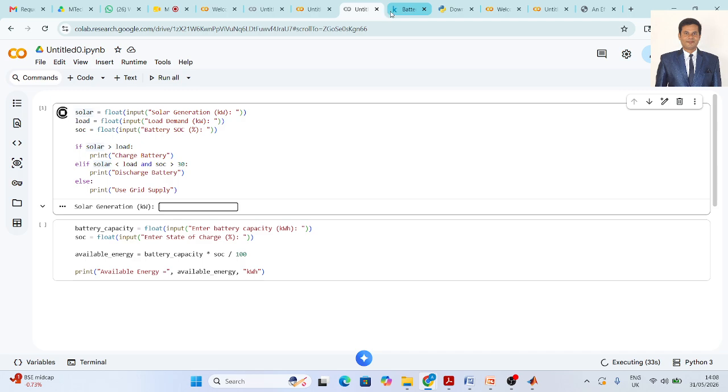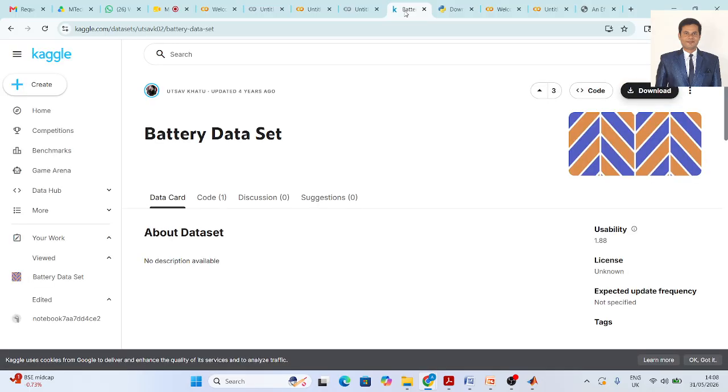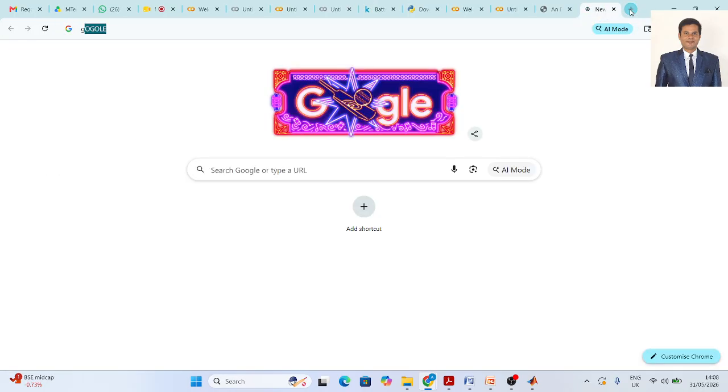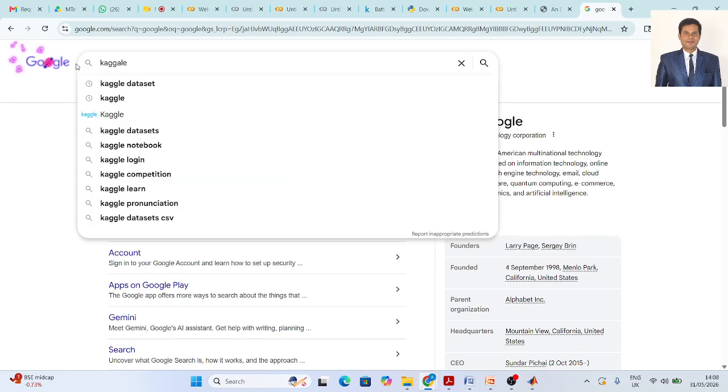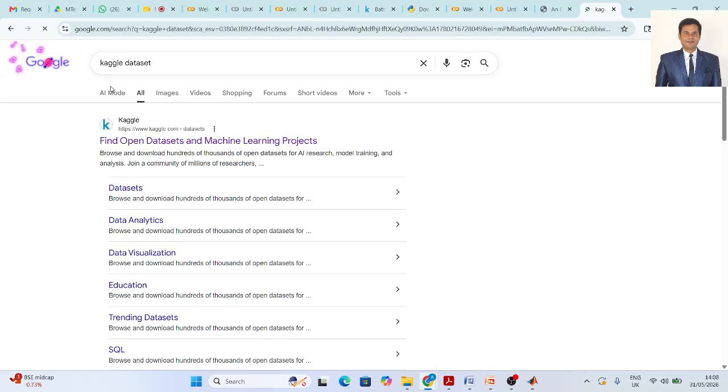All right, so what you have to do, please go to the data sets because I want data of the batteries, right? So please open Google. Or you can take a screenshot of the links which I'm just typing over here. So Kaggle, Kaggle datasets. Okay, so this is machine learning projects. Find open datasets and machine learning projects. So click on that.